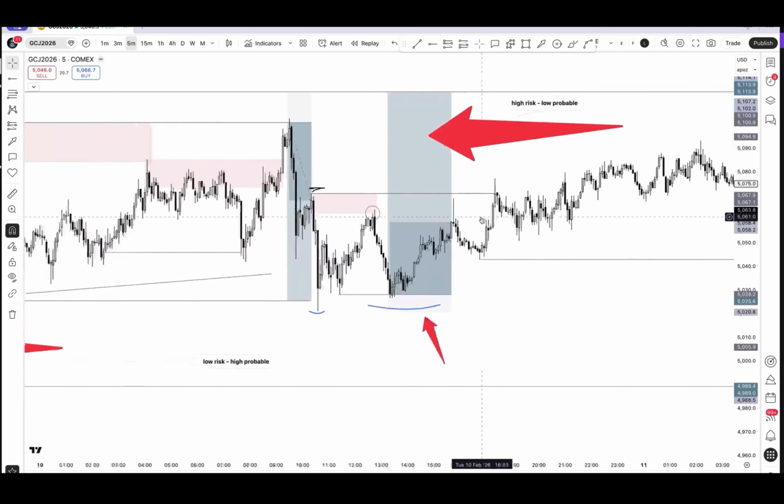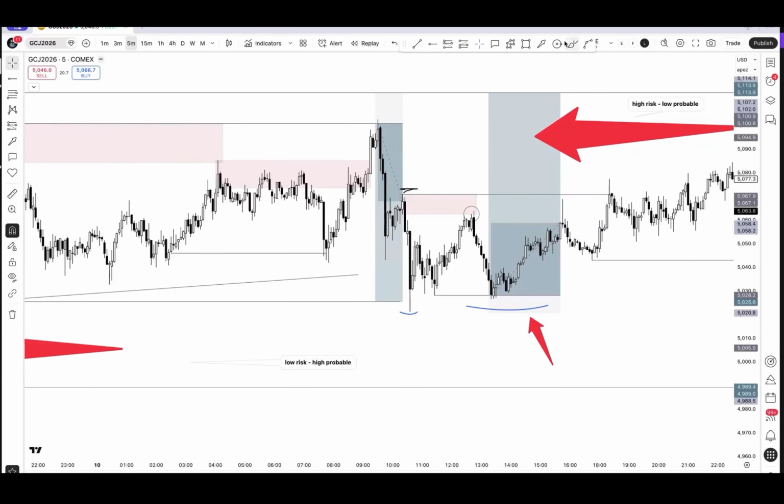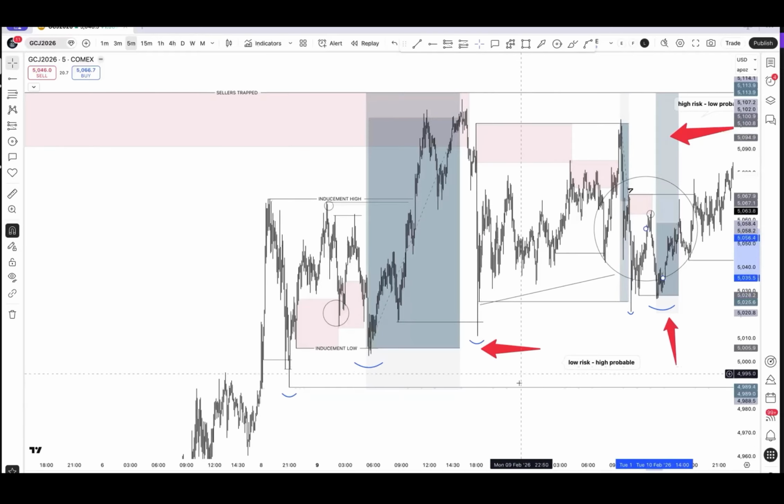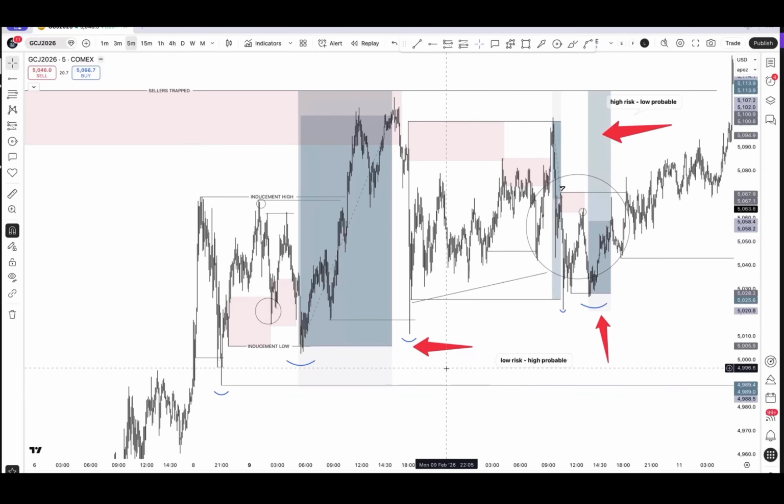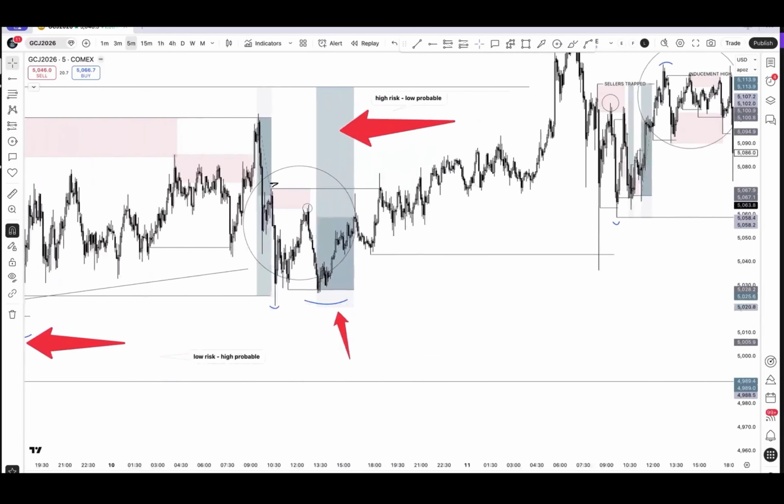Like here, I love to see this. I love to see price respect the inducement high and then take the inducement low, have a liquidity block. I'd love taking that trade. But just that fact of having these lows to the left being respected makes that all the less probable. That's all it is.